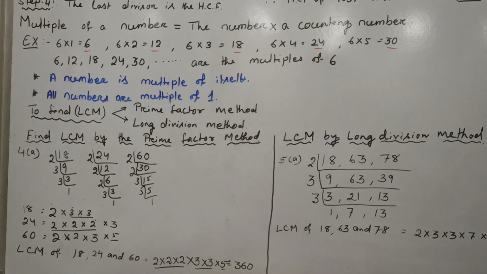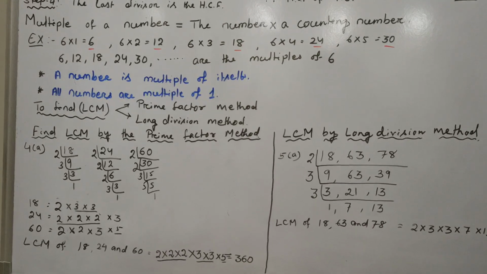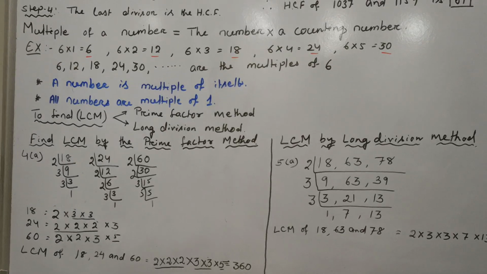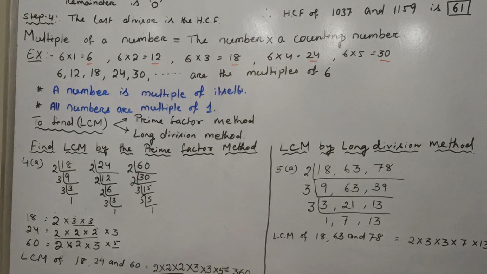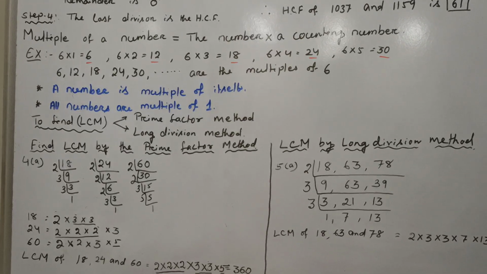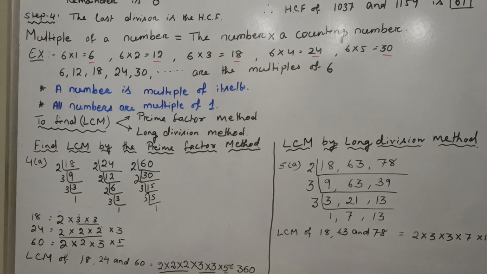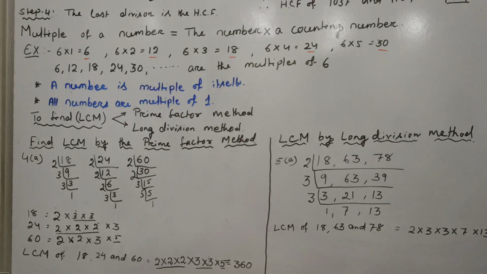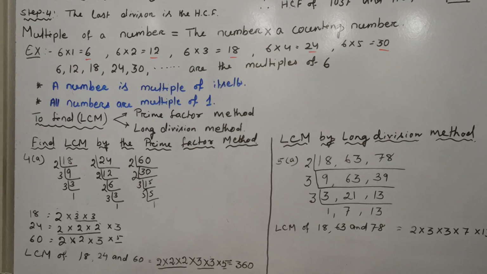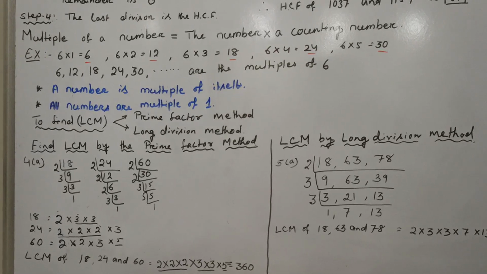Now to find LCM. LCM means least common multiple. How to find the least common multiple? Here also two processes are there. The first one is the prime factor method and the second one is the long division method. See how to find by the prime factor method. Question number 4a. The question is find the LCM by the prime factor method. 3 numbers are given, 18, 24 and 60.